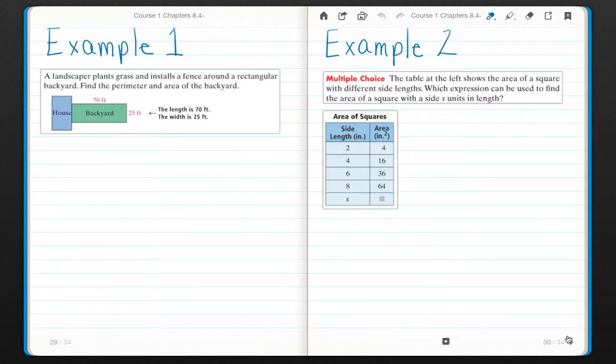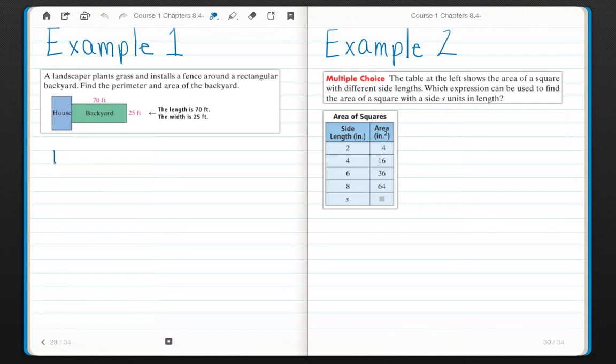A landscaper plants grass and installs a fence around a rectangular backyard. Find the perimeter and area of the backyard. So here we see that the length is 70 feet, the width is 25 feet.